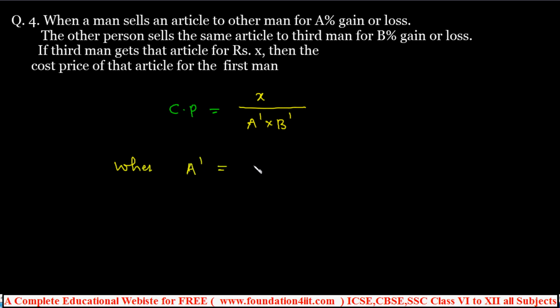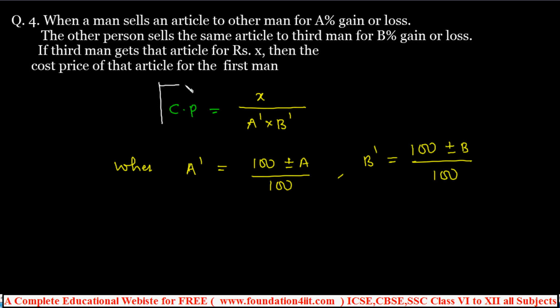the a dash is nothing but 100 plus or minus a, by 100. If it is a 20% gain, so 120 by 100. Again 20% loss, 100 minus 20, 80 by 100. We'll write it in this place, right? And similarly, b dash is also the same, 100 plus or minus b, by 100. This concept or formula you can use as a short trick, instead of elaborating, as a simple way to find out the cost price of the first person's article.